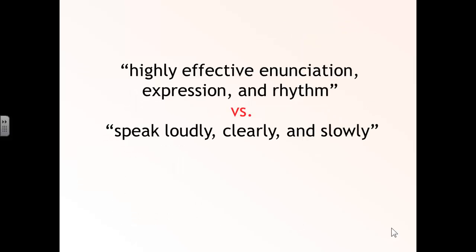When I work with teachers, I see things like this. Highly effective enunciation, as if that conveys something to students. Not just enunciation, but highly effective enunciation. Expression, again, verbal, facial, rhythm, no. I see often, speak loudly, clearly, and slowly. I don't know why those three come together, but two of the three are wrong, as we discussed before. I see rubrics such as this.